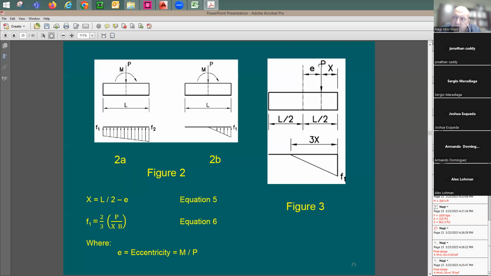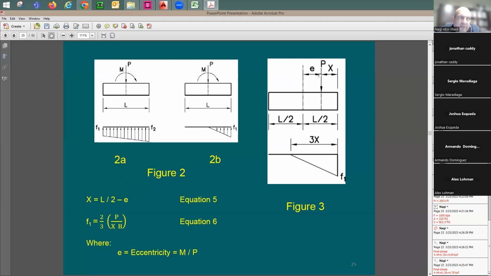When you have eccentricity on a column, moment equals P times E. Now, in my case here, I can say E is going to be equal to M divided by P. Now I have the eccentricity on the footing. If this is going to be right in the middle of the footing, it means that I have here the length L by 2 and the length L by 2 because it's going to be right in the middle, and E is going to be measured from the center of the footing.